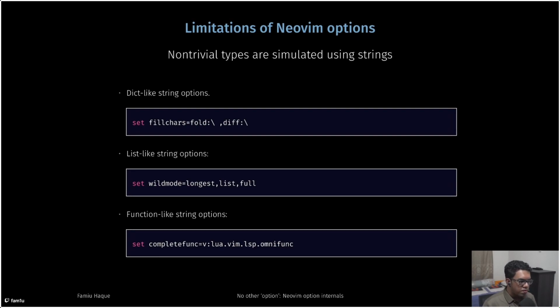Lastly, we have function-like string options. These ones behave like functions. As you can see, this one is set to a Lua function. I just said that you can set callback options to Lua functions, but clearly here you're setting it to a Lua function. What's the deal? I'll talk about that in a bit.